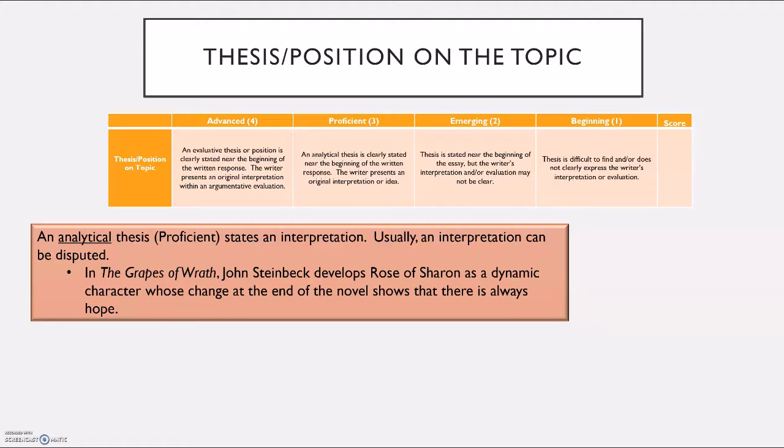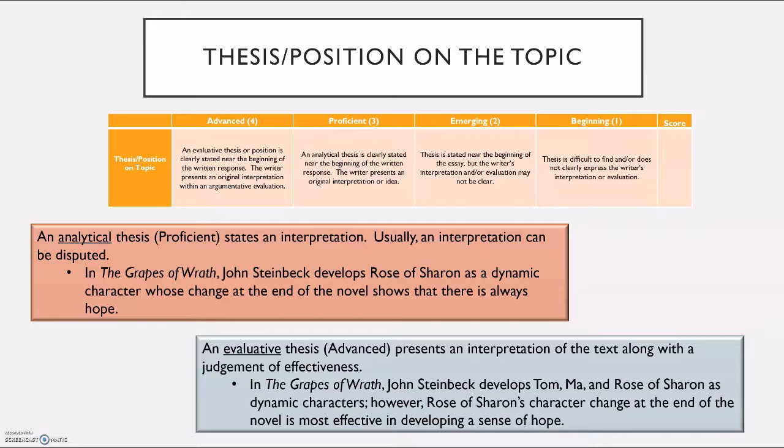In The Grapes of Wrath, John Steinbeck develops Rose of Sharon as a dynamic character whose change at the end of the novel shows that there is always hope. This is an analytical thesis statement because it can be disputed in part or as a whole. Some may believe Rose of Sharon is a static character rather than a dynamic character. Others may say that Rose's change creates a different effect.